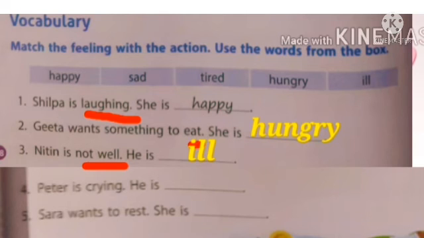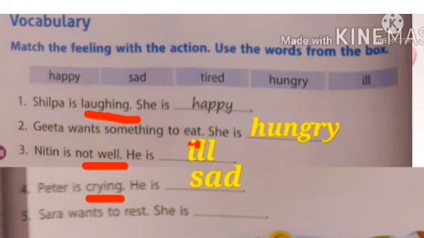And the fourth one, Peter is crying. He is dash. So here the action word is crying. Which is the word that we can write here? Of course, that is sad. So we can read the sentence like this. Peter is crying. He is sad.